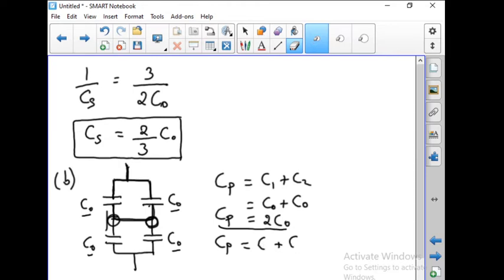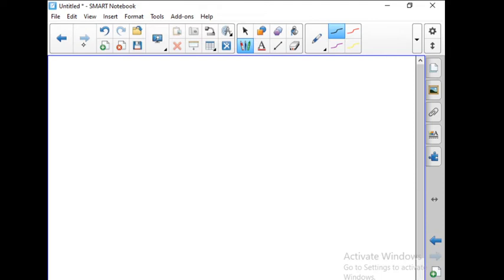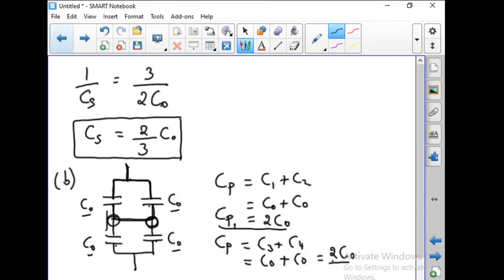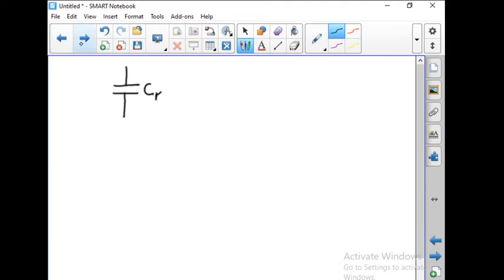C3 and C4, it is again C0 plus C0 is equal to 2C0. So these two capacitors are replaced by another single capacitor 2C0. Now these two capacitors are connected in series like this. The first two capacitors are replaced by, we can name it as CP1 and CP2. So this is CP1 and the other capacitor is CP2.